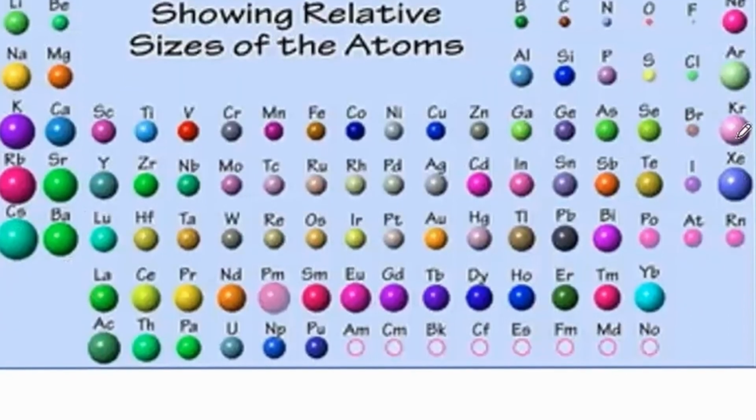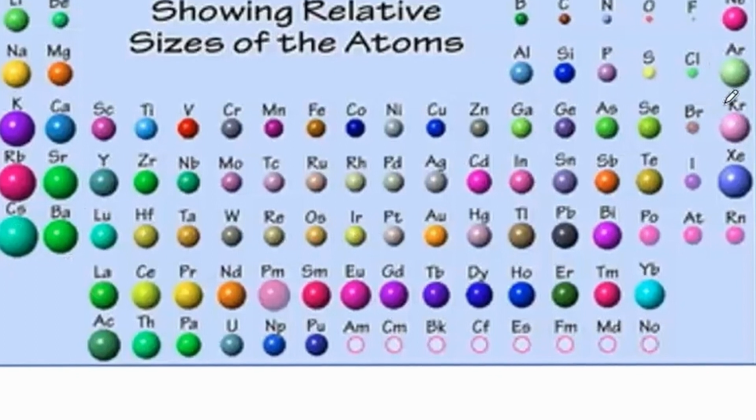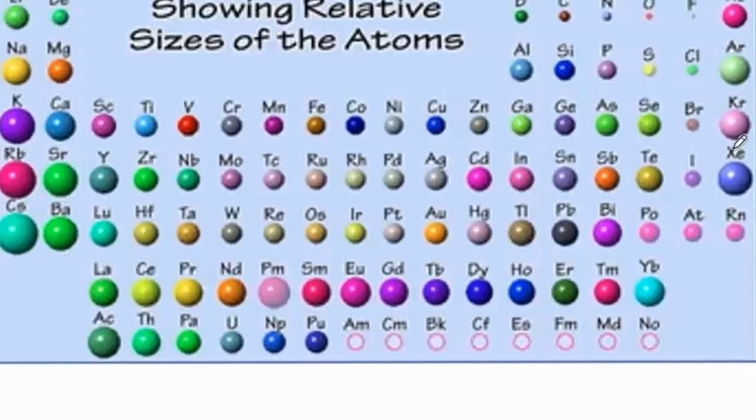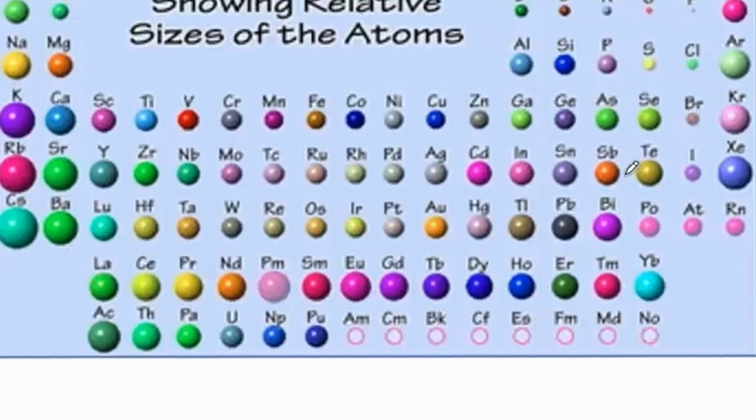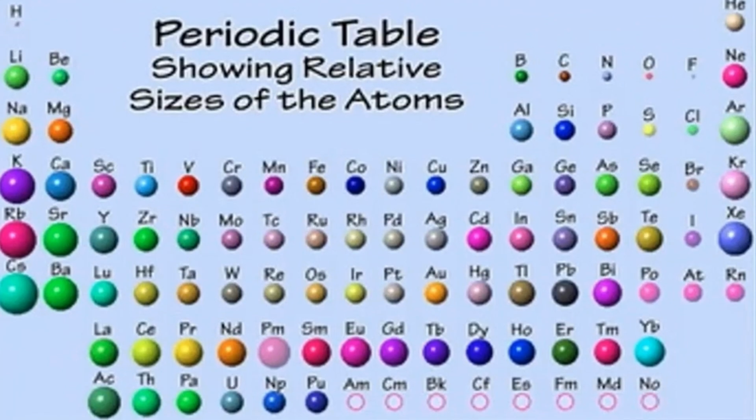Xenon is also relatively large, krypton as well as argon. These are relatively large, but in general, the gases tend to be really small. Using only the periodic table, rank the following elements in order of increasing size: iron, potassium, rubidium, sulfur, selenium.